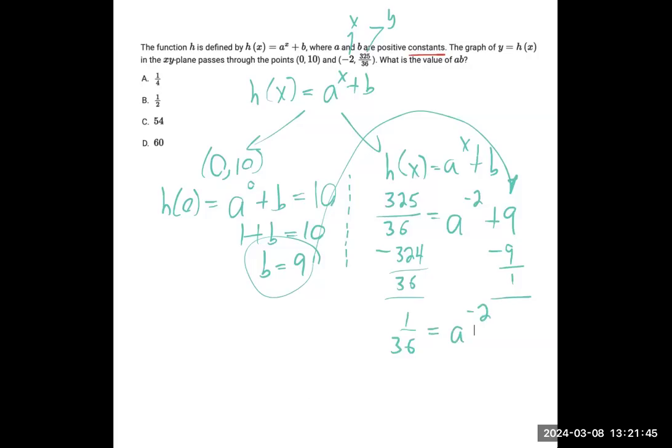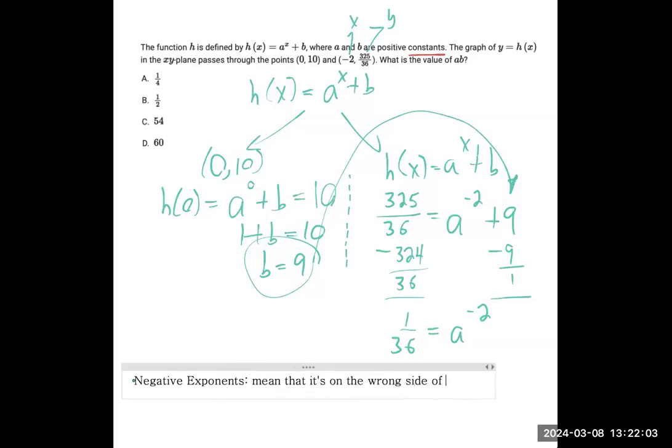Now, what in the world is a negative exponent? Negative exponents, they mean that whatever has the negative exponent is on the wrong side of the fraction. So that's a nice rule of thumb. Anything that has a negative exponent is on the wrong side of the fraction. So here, if we want to make this into a to the +2, we can flip the fraction over and it becomes 36 over 1, or just 36.